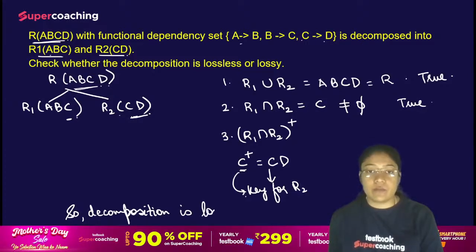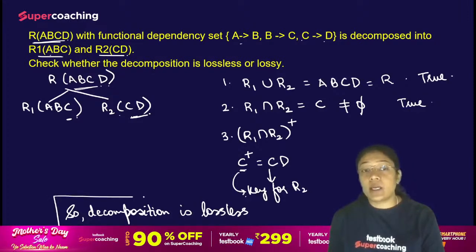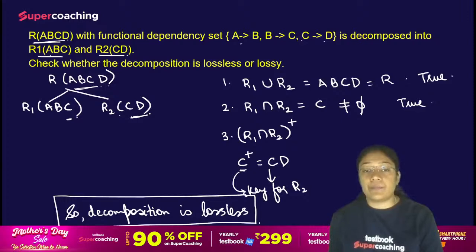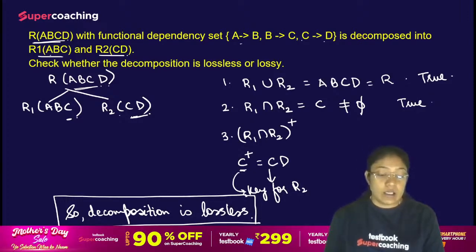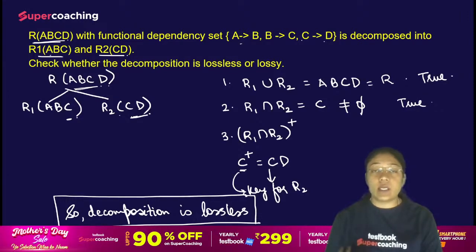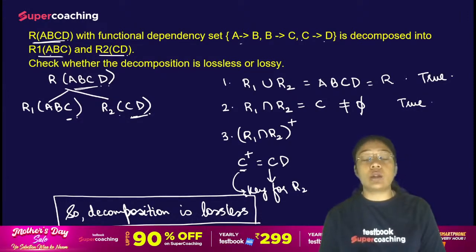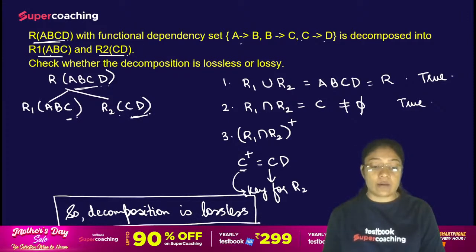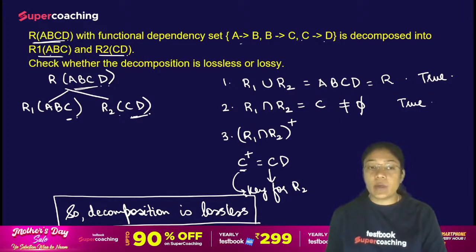Yes? यही discuss किए, अगर हम common attribute को key attribute ले रहे हैं तो there is no loss of data. Clear? So we just have to follow these three steps. There should be some common attribute and that common attribute should be a key attribute, and after joining the relations we should get all the attributes of the original relation R. Correct? I guess this was a very simple example.